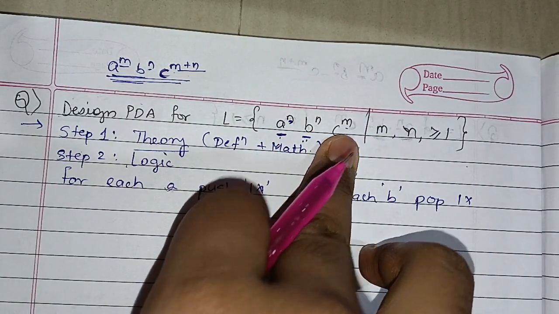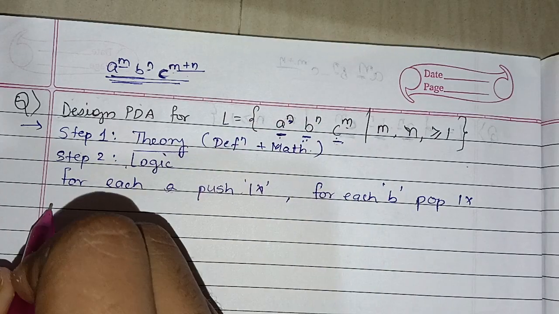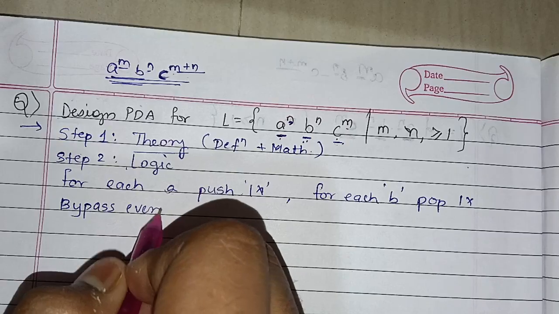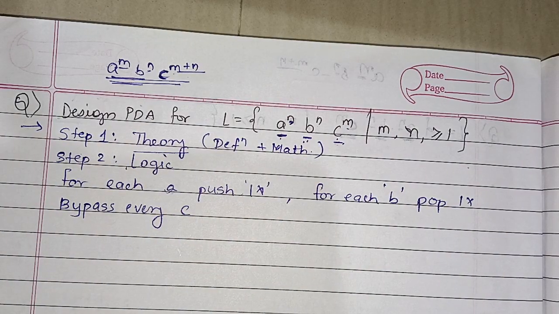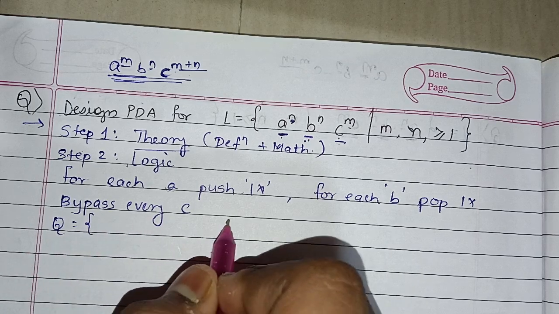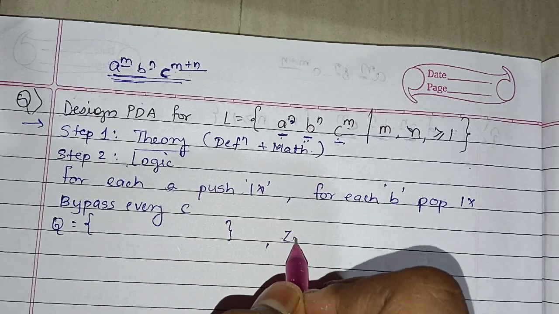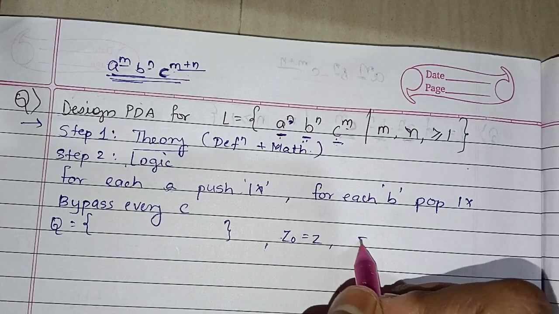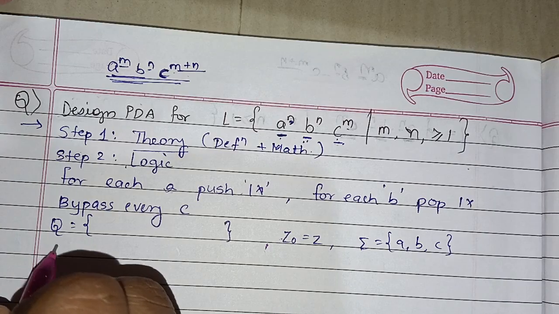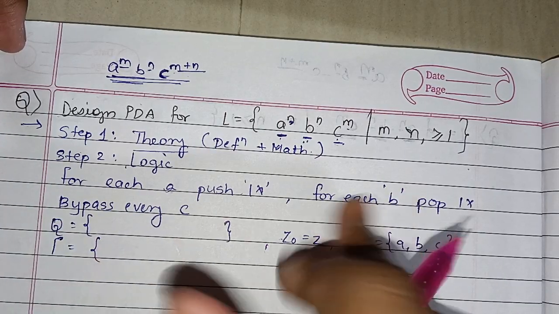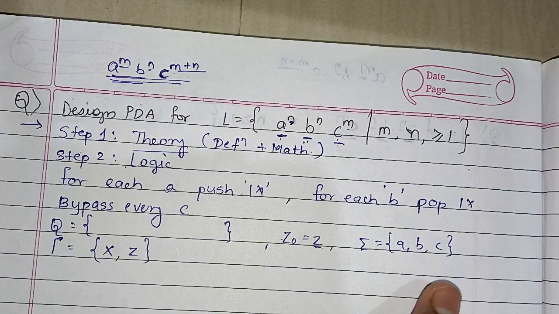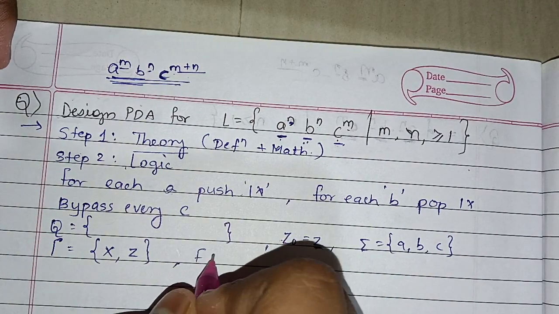Since c's power is m, which has no relation with it, I will bypass every c. Now see, Q is a finite set of states. I will take Z0 as Z. The input alphabet is a, b, c. The stack elements will be X and the initial stack symbol Z. And yes, we also have to write the final state.